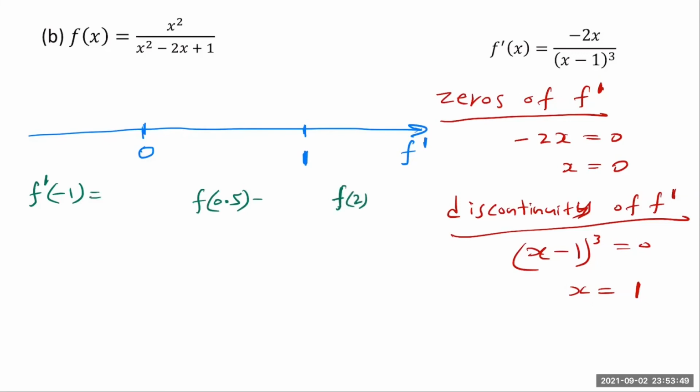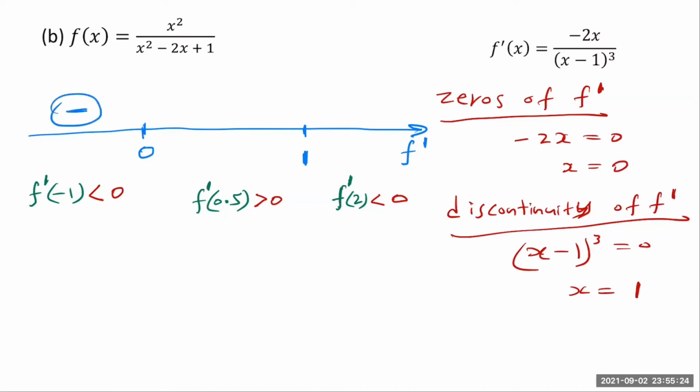Now let me compute this. Recall that we only need the sign of this number. If you compute this number, you will see that it's going to be a negative number. And if you compute f prime of 0.5 by plugging 0.5 here, pardon me, this should be f prime, you will see that it's going to be a number bigger than 0. Here again, f prime of 2 is a number which is less than 0. If you plug in x is equal to 2 here, you will see that. Okay, so I can complete my sign chart.